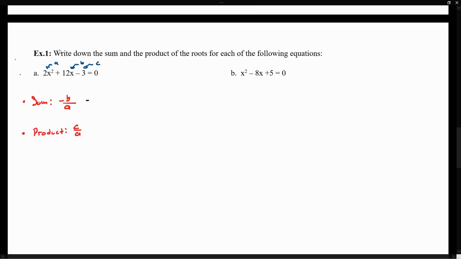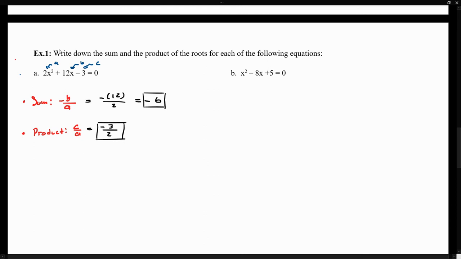So to find the sum, is going to be minus b, which in this case we know is 12, divided by a, where a is 2. And now we have that negative 12 over 2, well, that's negative 6. And to find the product, c over a, well, c is negative 3, and a is 2. Well, let's just keep it as a fraction, negative 3 over 2.